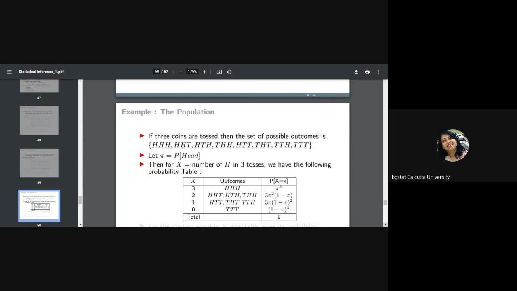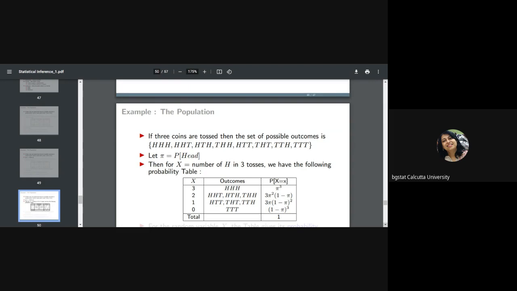I would have to have a head in each of the 3 tosses, and by the same logic, the probability of this happening is pi cubed. So just like the probability of x equal to 0 is (1 minus pi) to the power 3, the probability of x equal to 3 is pi cubed. So what about observing x equal to 2?